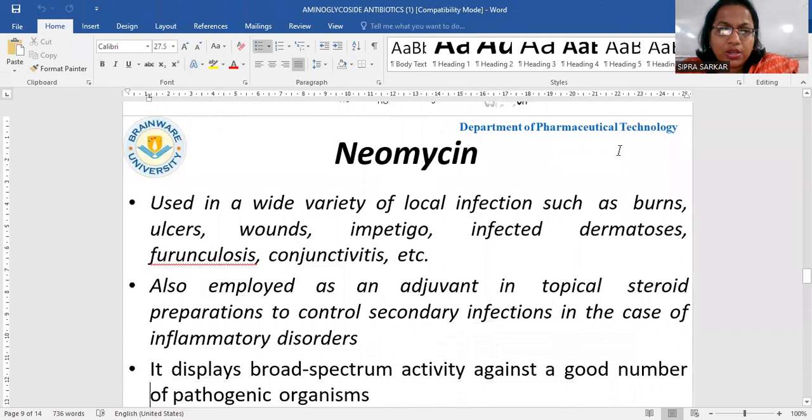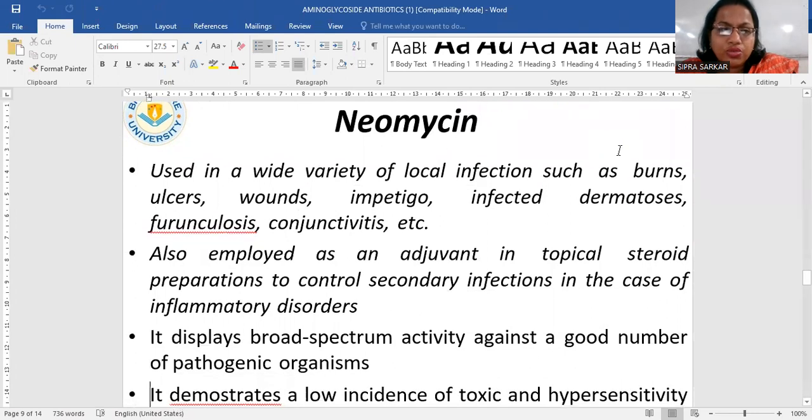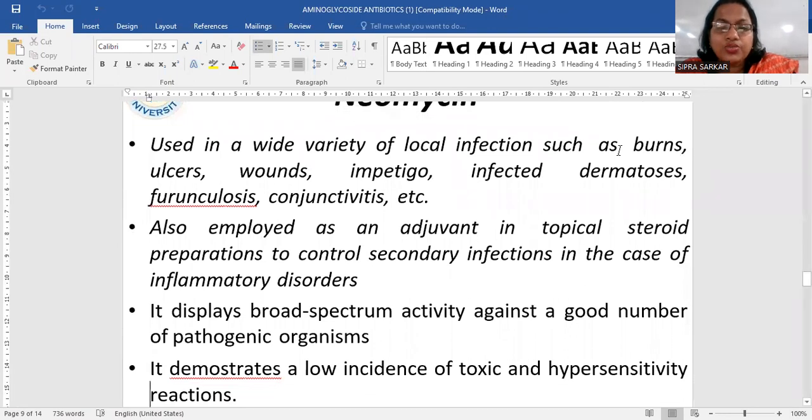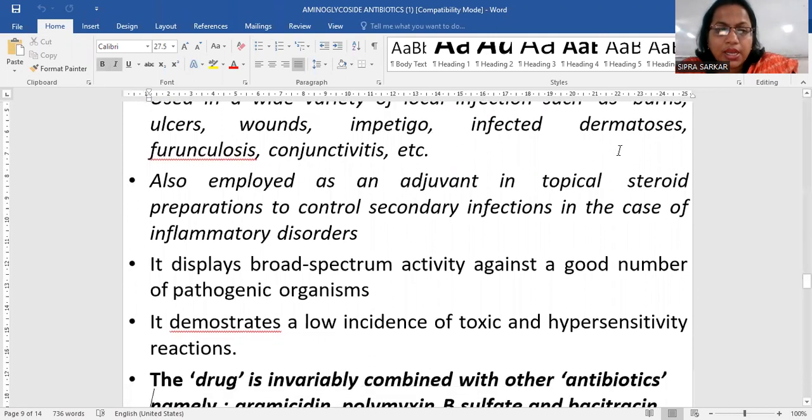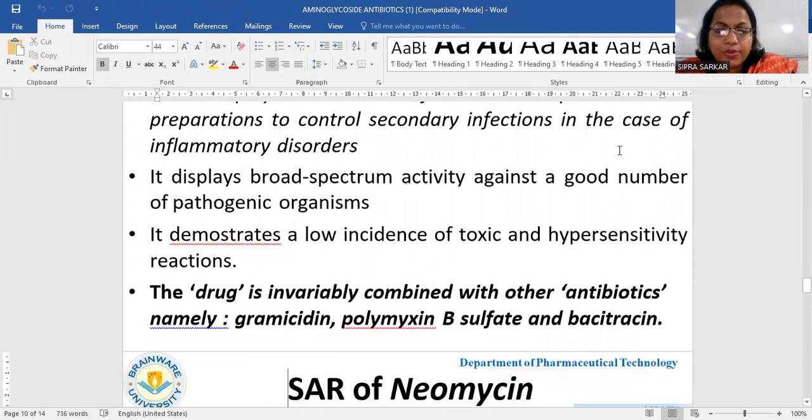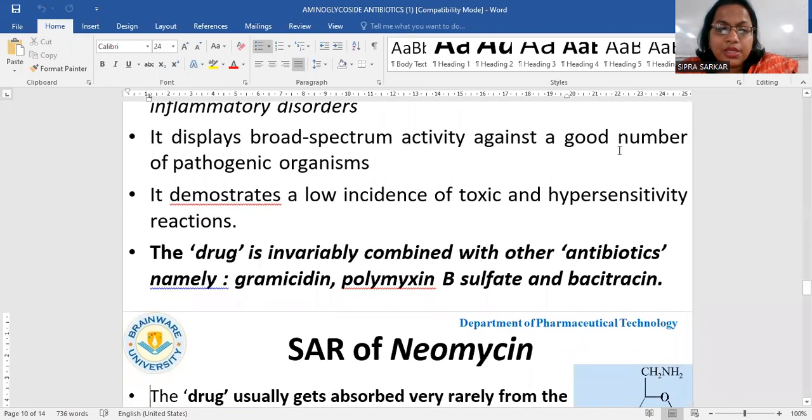Now coming to the neomycin drug. It is used in a wide variety of local infections such as burns, ulcers, wounds, impetigo, infected dermatoses, paronychia, ear infection, and conjunctivitis. It is also employed as an adjuvant in topical steroid preparations to control secondary infection in inflammatory disorders. It displays broad spectrum activity against a good number of pathogenic organisms. It demonstrates a low incidence of toxic and hypersensitivity reactions. That means this is a safer drug. The drug is invariably combined with other antibiotics, namely gramicidin, polymyxin B sulfate, and bacitracin.